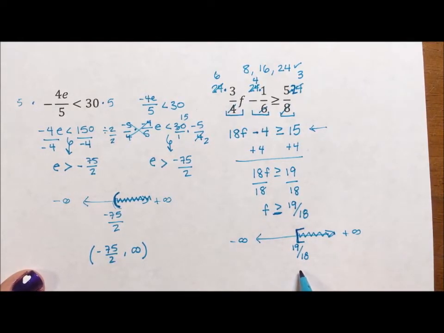So my interval notation is going to be bracket 19 over 18, comma, infinity, in parentheses. Infinity, positive or negative, always gets a parenthesis because it's a concept which we can never actually touch.